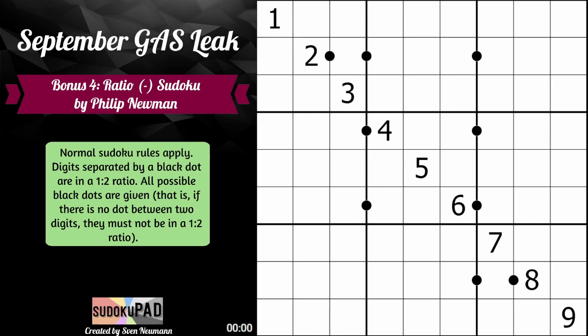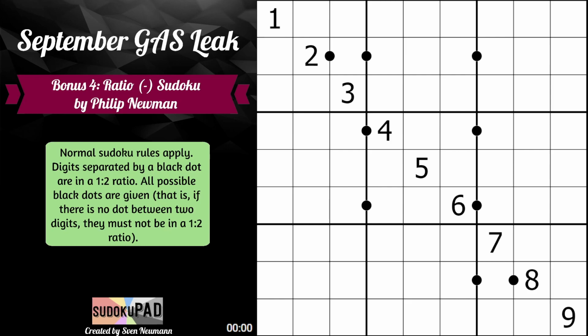This is bonus problem number 4 called the Ratio minus Sudoku by Phil Newman. Once again, Philip has graced us with a 1 to 9 Sudoku, probably the last one we will see, at least for the rest of this year, if not for another year until maybe he brings it back next September.